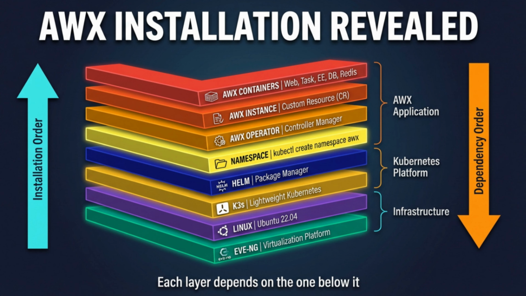So let me walk you through this diagram that will actually make sense without getting too deep into Kubernetes jargon. Starting at the very bottom, layer 0 and 1, this is just our base: EVE-NG running an Ubuntu VM. Nothing fancy happening here. It's simply the ground that everything else sits on.